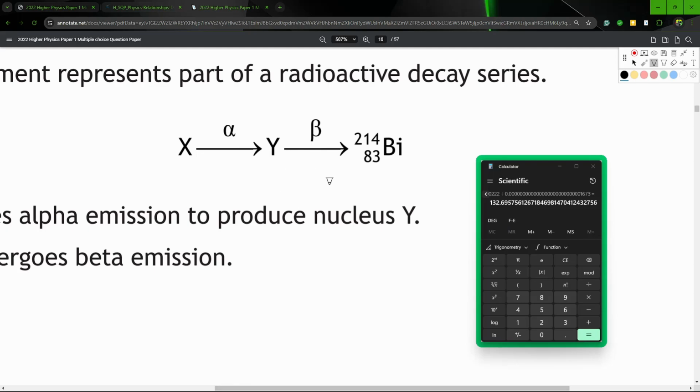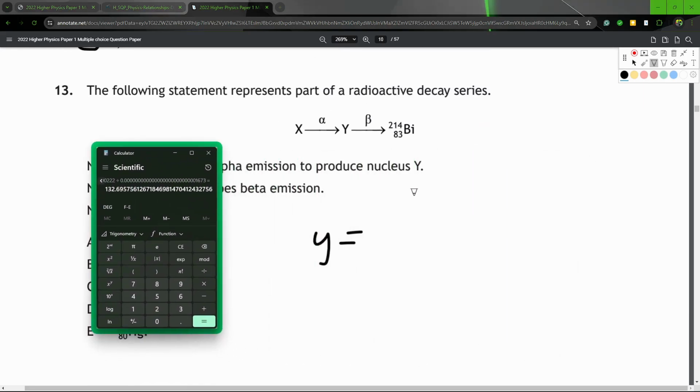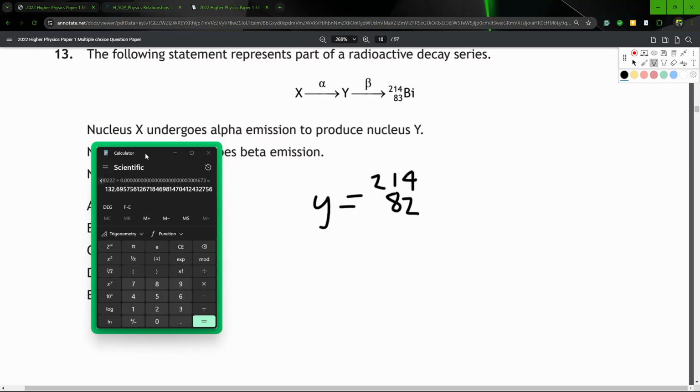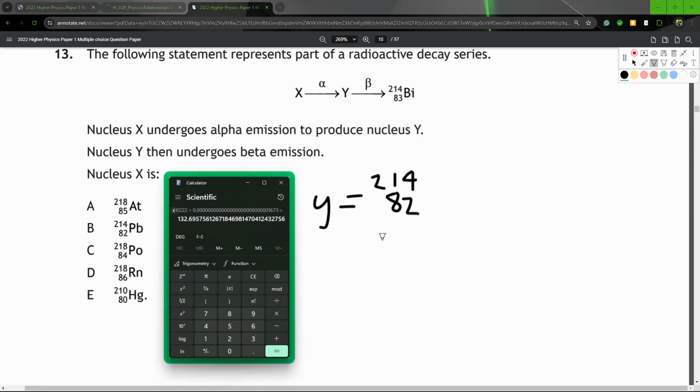I'll write this somewhere else. I'll say Y equals whatever. Beta emission doesn't change the mass. It does increase the atomic number. So the Y would actually be 82 because it increases up to 83. Cool. Okay, and then we go back to alpha emission.